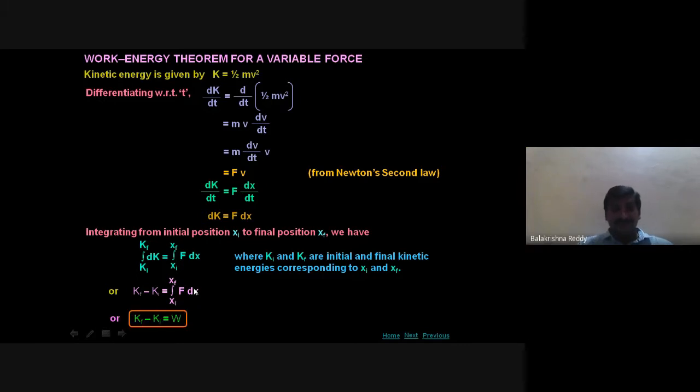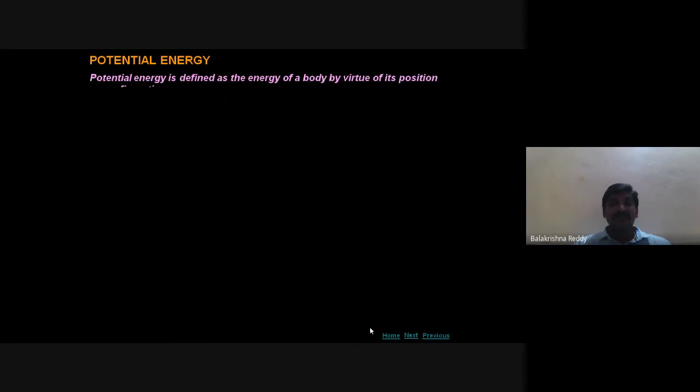Since this is due to the variable force, the displacement also changes. So I can write this completely as the work done W. F dot dx is nothing but work, from initial to final position. So that gives us the work done. I can write the change in kinetic energy equals the work done. It is the work energy theorem for variable force. This is by using the differentiation and integration method.